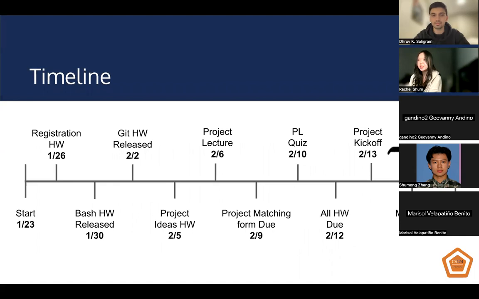Okay, so here is a brief overview of the timeline. Yesterday we released the registration homework, and so you guys should be able to fill that out and see that on PrairieLearn now. Bash homework will be released on the 30th, which is next Monday. Git homework is released on the 2nd, which is next Thursday. And then project ideas homework will be released on the 5th. And I believe that is a Sunday.